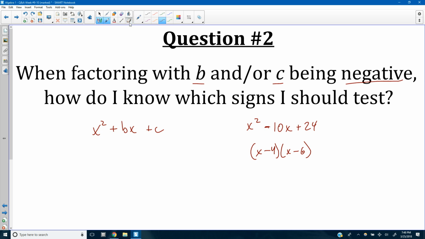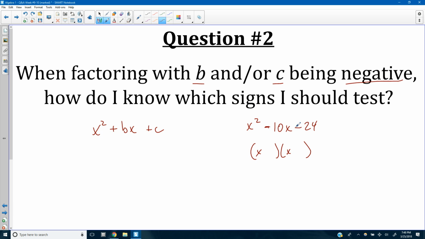Okay, well, so now what if you have a negative product? What if you have a negative product here? And so you see, this is no longer that negative 4 and negative 6 that we're dealing with. Negative product and negative sum, and oh yeah, good thing with this, it's still factorable. What kinds of signs are you going to test now with b and c negative?